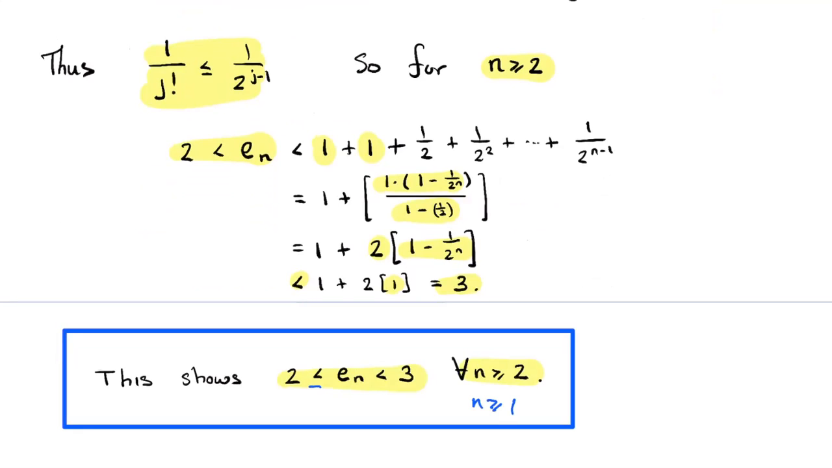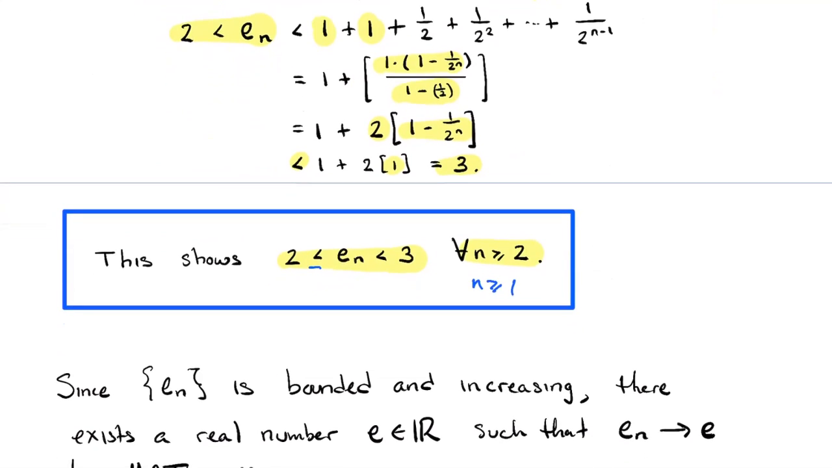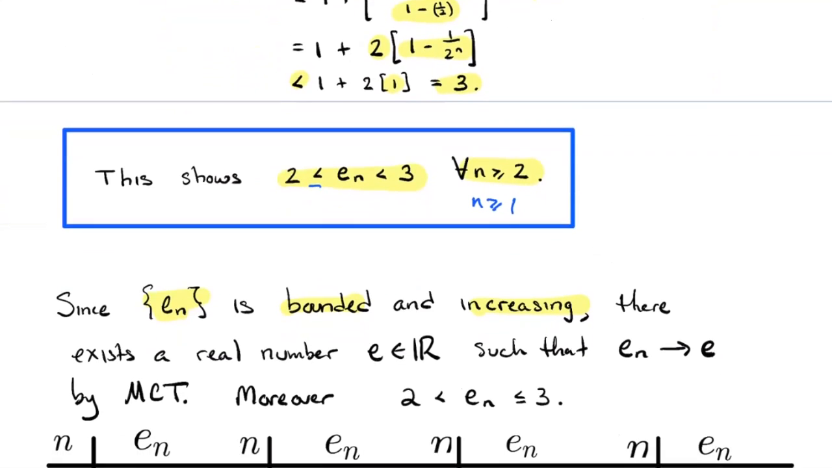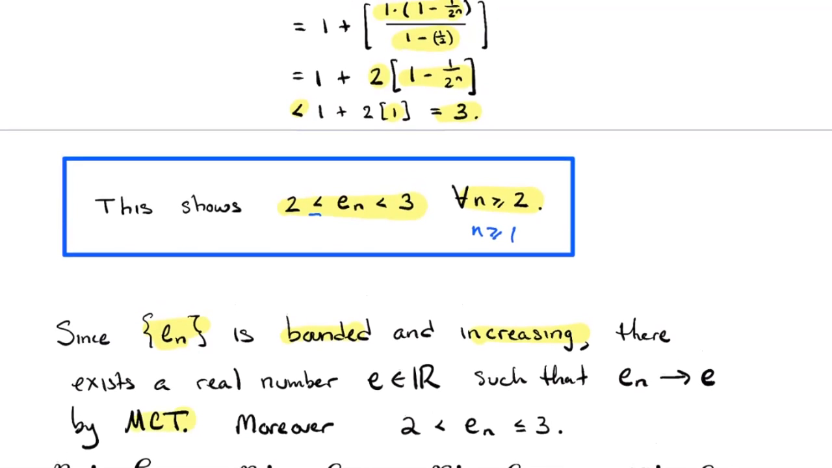So we've shown that e_n is bounded and increasing. We started off with the increasing part, and we just got the bounded part. So this sequence is bounded and increasing. Like we said before, the monotone convergence theorem says that there has to be some number in the real numbers, I'm calling it E, that this sequence converges to, right?